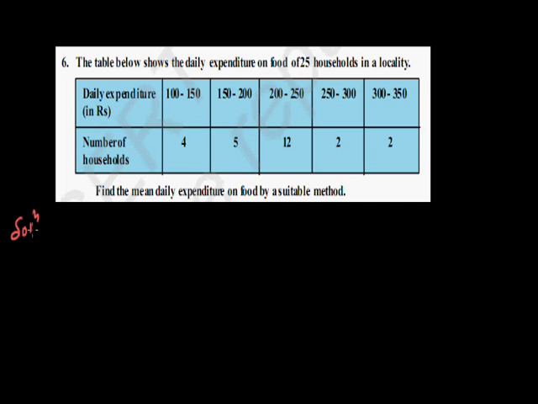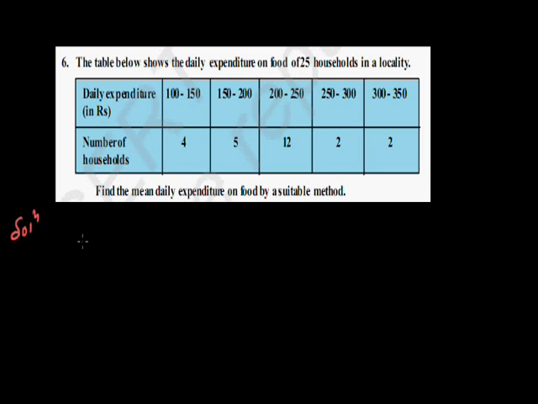Now in this question, find the mean daily expenditure on food. Let's see the data. The observations, the daily expenditures, are very high. In that case we use the step deviation method. So in such cases always use the step deviation method.